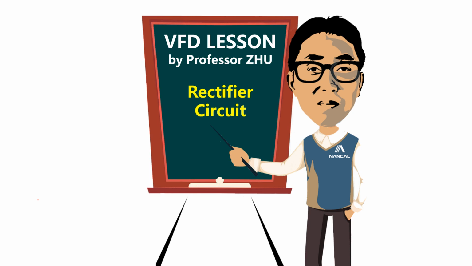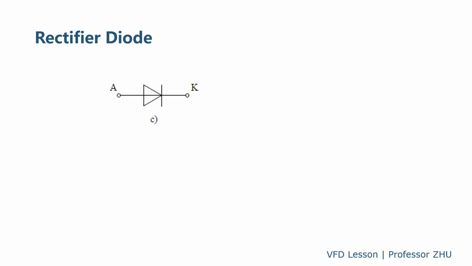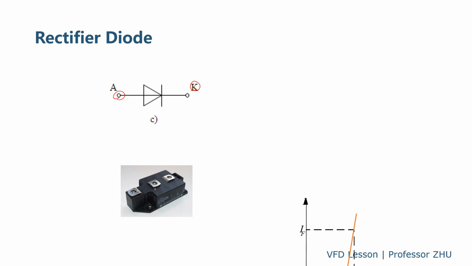This lesson we will talk about the rectifier circuit. First we'll talk about the main components of the rectifier circuit, that is the diode. Diode, we have A, K, and this is a picture of a typical diode.